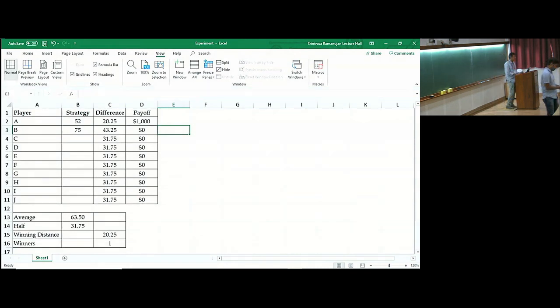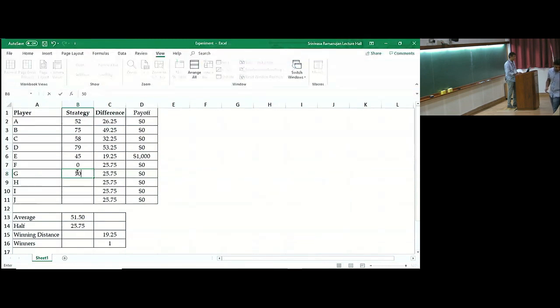Okay, continue. 58. 58. Okay. So the first person is still getting the $1,000. 79. 79. 45. 45. The 45 has now taken over. The 45 is now closest to half the average. It's getting $1,000. 0. 0. Okay. 50. 50. Okay. 45 is still winning. Another 50. 25. Okay. 25 is winning now. 12. 24. 12.